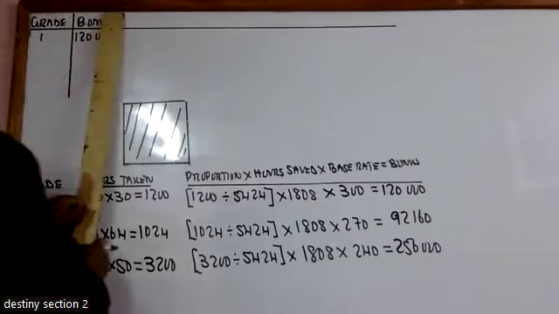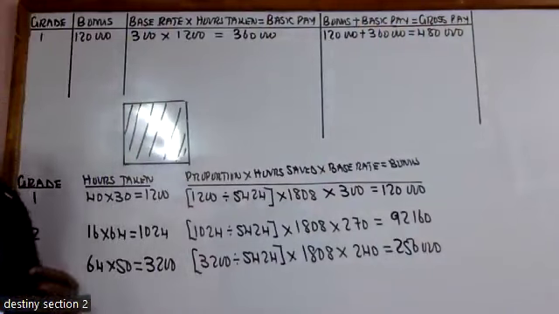$360,000. So if it is 360,000, the bonus here is 120,000 plus 360,000. That is 480,000. That is the gross pay.